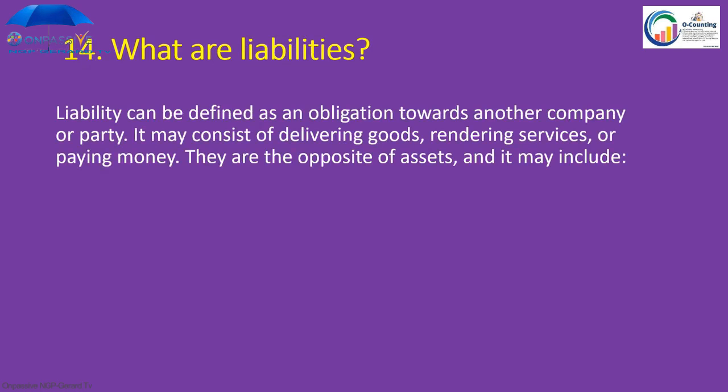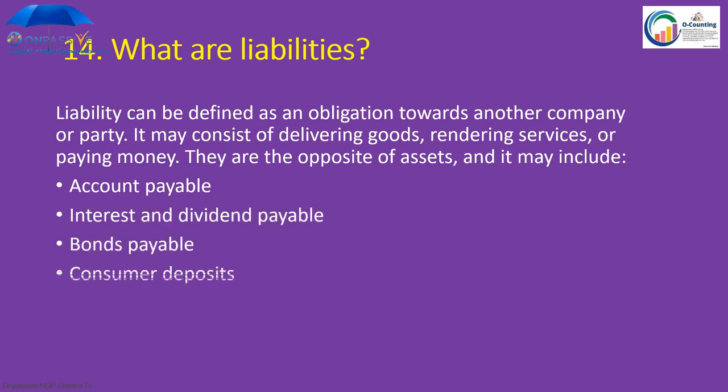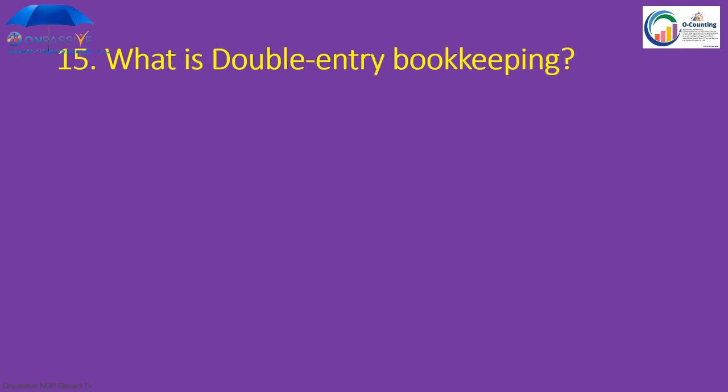What are liabilities? Liabilities can be defined as an obligation towards another company or party. It may consist of delivering goods, rendering services, or paying money. They are the opposite of assets, and they may include accounts payable, interest and dividend payable, bonds payable, consumer deposits, reserves for federal taxes, and short-term loans.